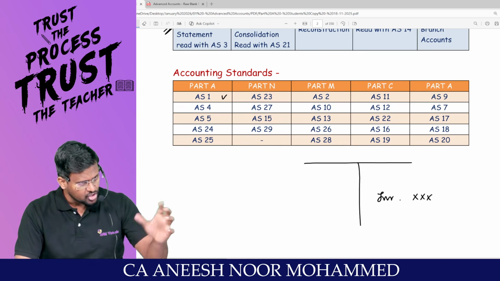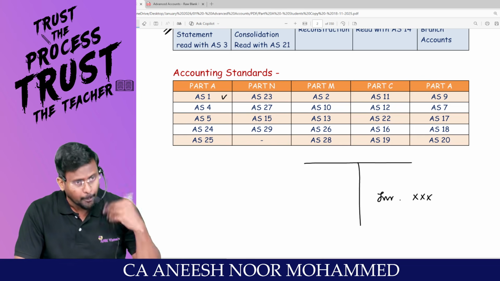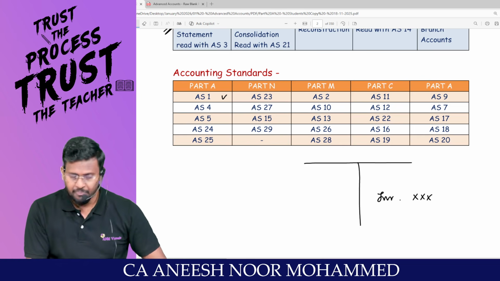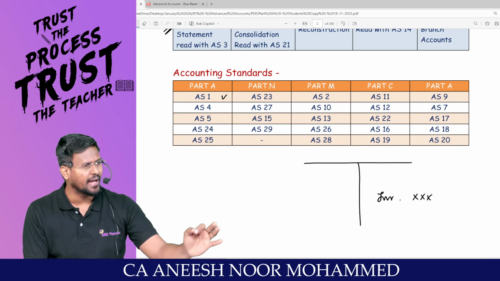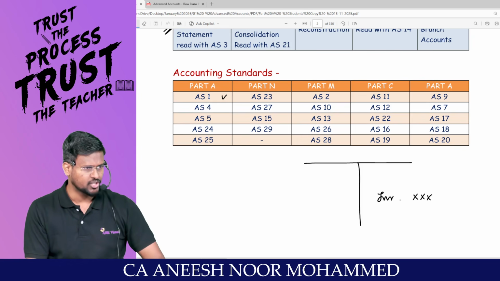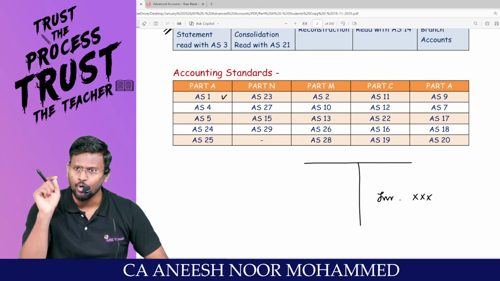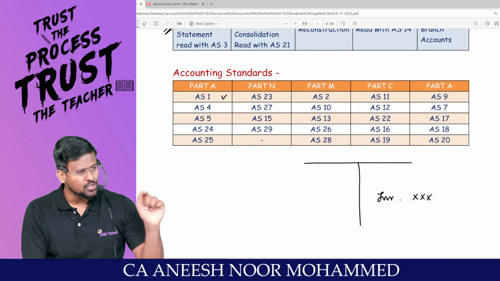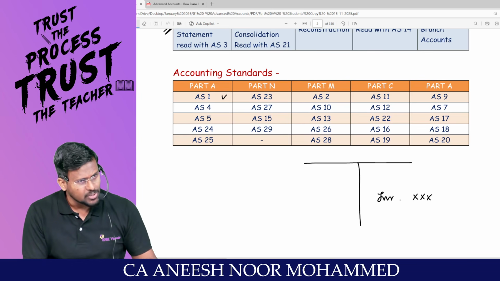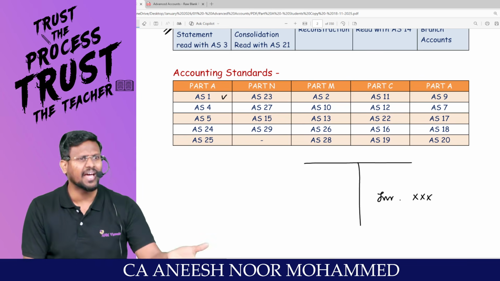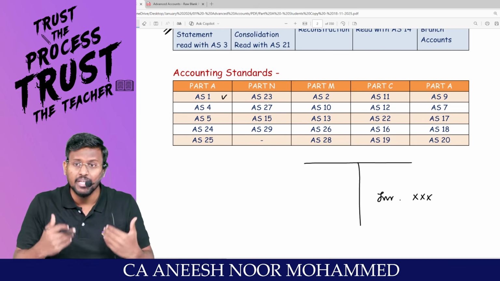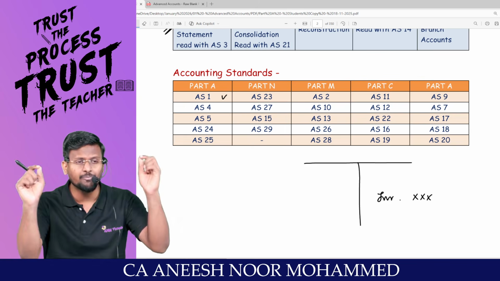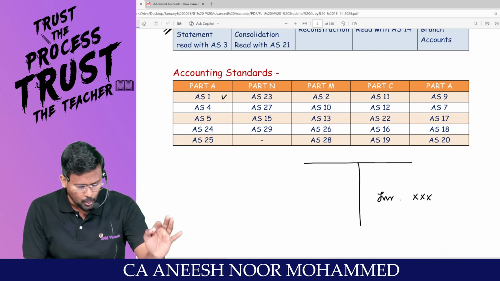So in the financial statements, as a company, you should openly tell the users that this financial statement has been prepared by following certain rules and regulations. For inventory, we have followed the FIFO method or weighted average method. The cash flow statement has been prepared using either the direct method or the indirect method. Like that, you have to inform the users of the financial statements how you have prepared them. That's what AS 1 is.